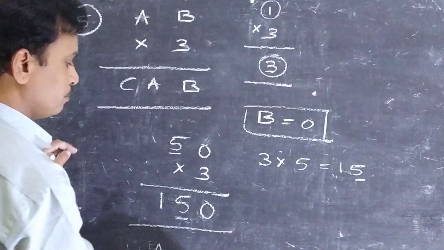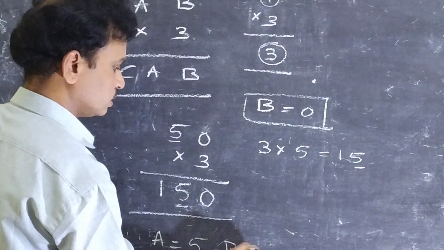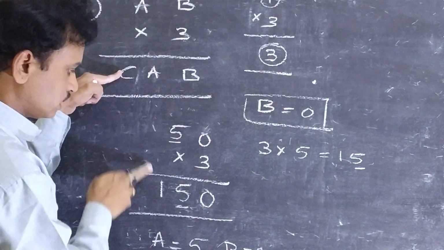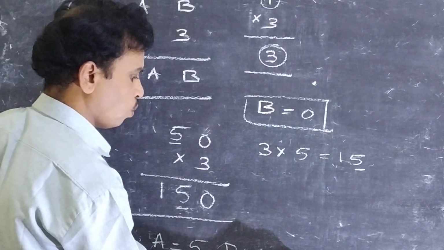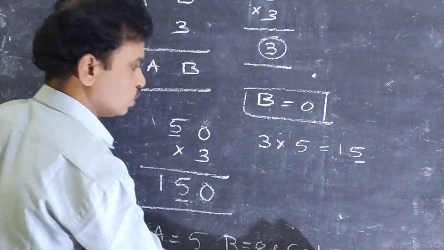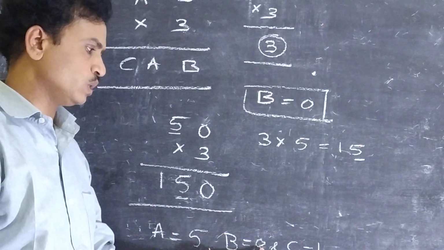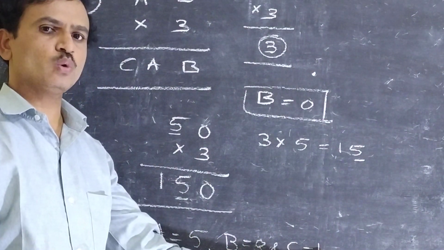Then B is equal to 0. And here what is there? C is equal to 1. So A is equal to 5, B is equal to 0 and C is equal to 1.